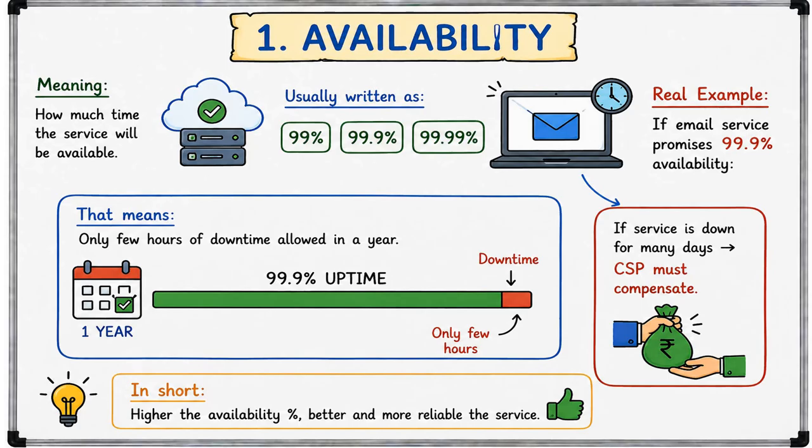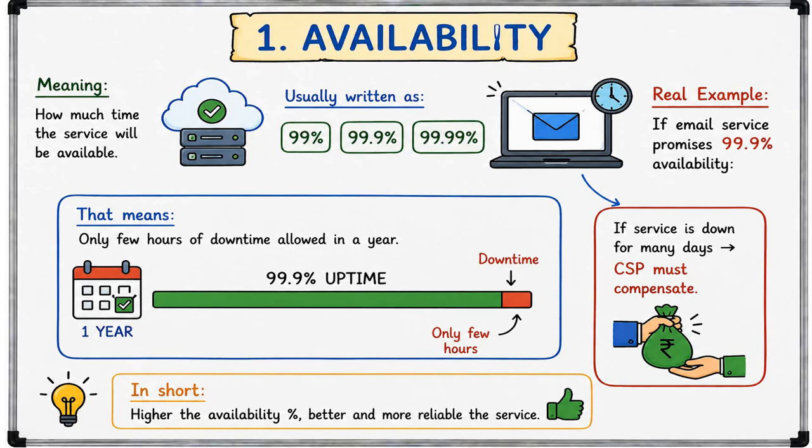Now you can take a real-time example. Suppose you have an email service which promises 99.9% availability. This means that the service will work almost all the time and only a very small downtime is allowed. So approximate downtime allowed in a year will be around 8 to 9 hours per year. So that users can access the email almost anytime.